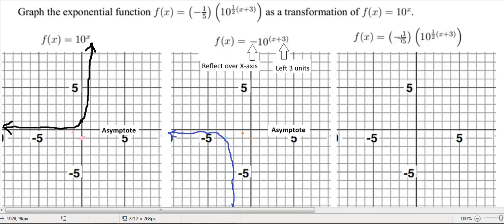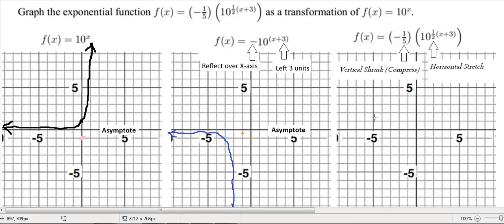So here we have the 1/5, and the 1/5 is going to do a vertical shrink. So it's going to compress it vertically, and then the 1/2 is going to do a stretch. Remember, these things up here in the exponents are counterintuitive. So the 1/2 is going to do a horizontal stretch. So I'll go ahead and put those words in for you. Okay, at this point we know we're going to have a vertical compression and a horizontal stretch.